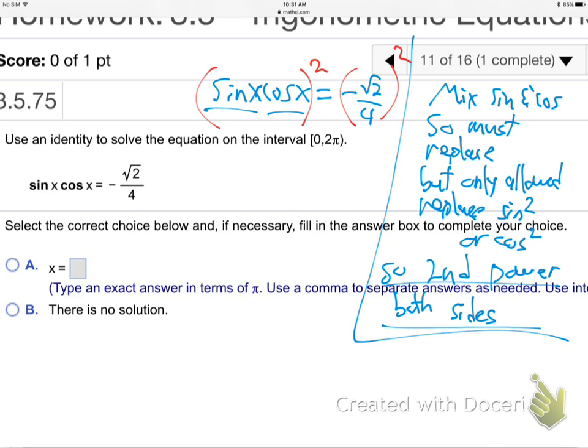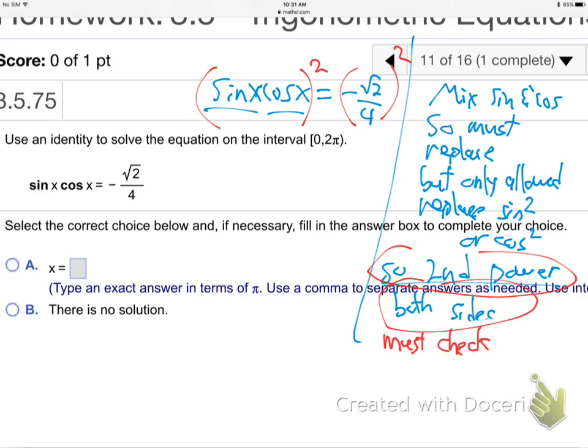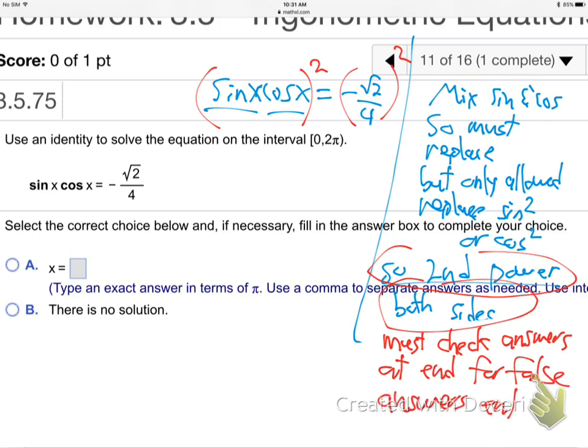Now having said that, do you know there's something special that must be done when you second power both sides? When you second power both sides, you must check answers at the end, for false answers enter the scene. It's probably not something you've thought about before. It's probably a new thing at this point. If you ever use the technique of second powering both sides of an equation, it's a valid technique. Well, technically it's not valid, in the sense that it can bring in false answers.